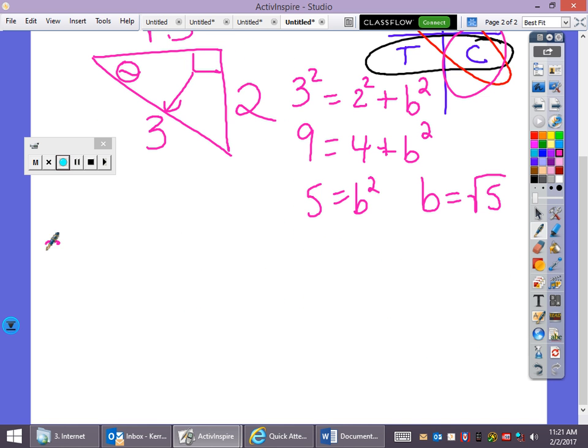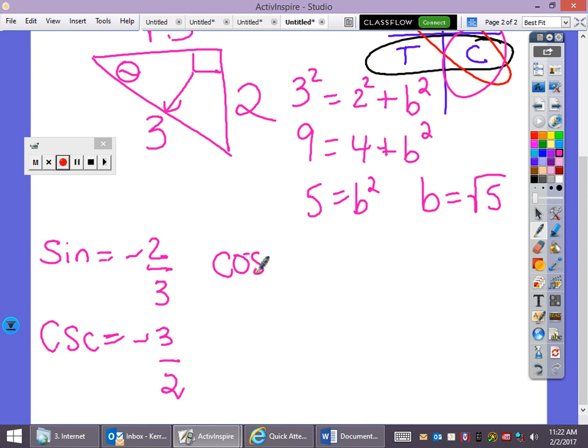Starting with sine, sine was negative 2 over 3. So cosecant is negative 3 over 2. Cosine is adjacent, which was the square root of 5, over the hypotenuse, which is 3. Now I need to look. I'm in quadrant 4. Cosine is positive, so I'm going to leave that alone. Secant is going to be the reciprocal, so 3 over the square root of 5, and you don't need to rationalize your denominators. Okay?